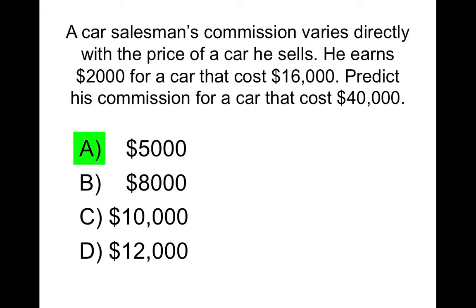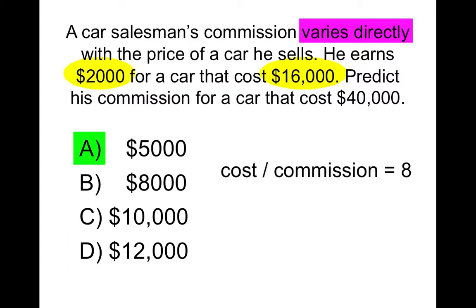The two quantities that go together are 2,000 and 16,000, and the problem tells us these two quantities vary directly. Therefore, when we divide them, we're always going to get the same thing. We're going to get a constant value. Since 16,000 divided by 2,000 is 8, that means anytime we divide the cost of the car by the commission, we'll get 8. We know the cost of the new car was $40,000. So to answer the question, we think 40,000 divided by what comes out to be 8? And that would have to be 5,000.